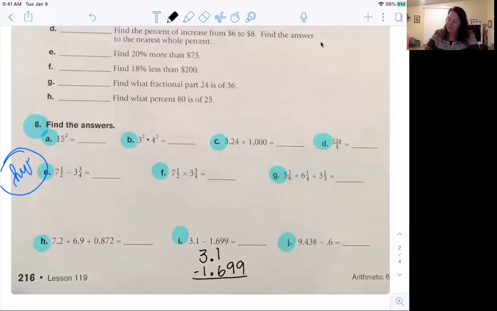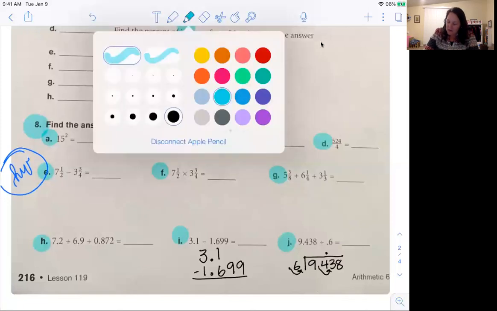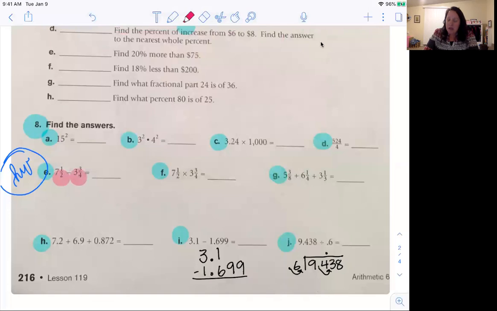And then, excuse me, letter J, I have 9.438 divided by 0.6. Can I divide with decimals? No, I cannot, so I've got to move them, and then my decimal would go up here in my quotient. Okay, I'm just looking at them to see. Remember with E and G, you must find a common denominator before you can add or subtract fractions. So you want to ask yourself, what is the common denominator between 2 and 4? And I bet you already know it. And then on number 8, what's the common denominator for 8, 4, and 2? And guess what? I bet you already have that in your head as well.